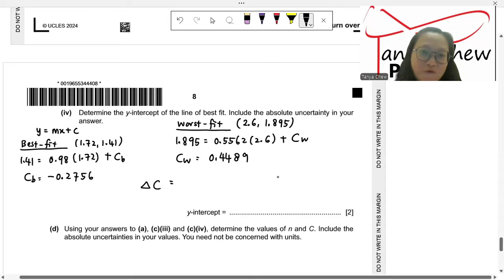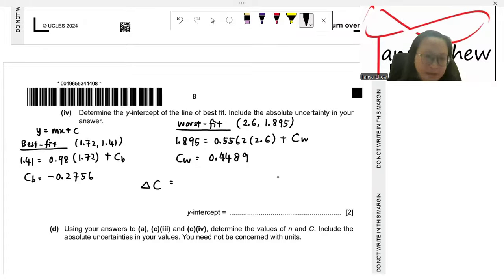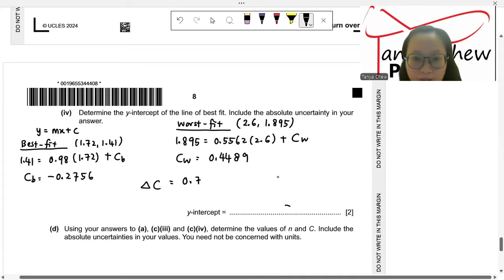So the absolute uncertainty of my y-intercept would be 0.4489 minus negative 0.2756. Now I got 0.7. Yeah, 0.7. So I put plus minus 0.7 here. And then for y-intercept, you need to fill in the value of the best y-intercept, 0.3.